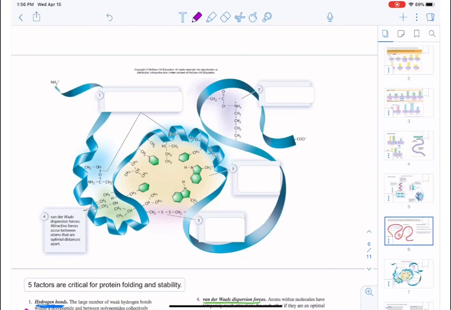Here's another example of a three-dimensional protein with different side chain interactions here. And I'm going to leave this one up to you guys. But again, you guys should be able to identify these individual amino acids and then tell me what type of chemical interaction is allowing those side chains to interact with each other.